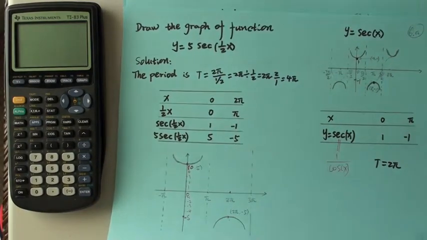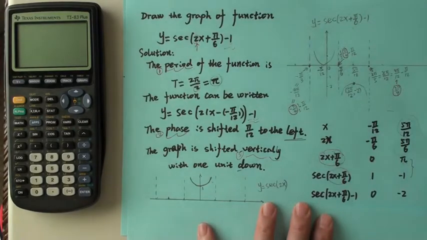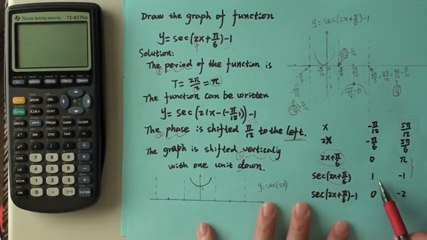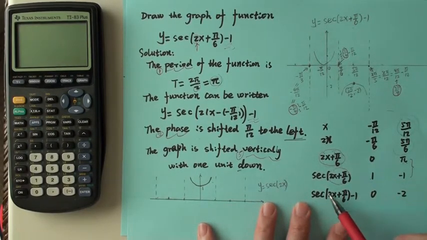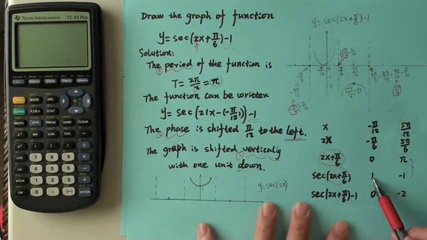Okay, with those two rows. Alright. Then secant 2x plus pi over 6 is 1. We have to subtract 1. So for this case, we get 0.